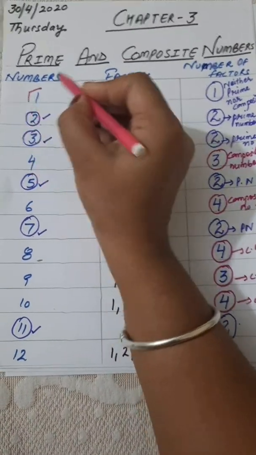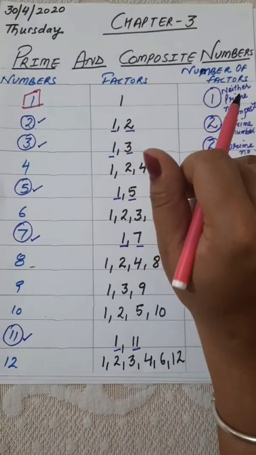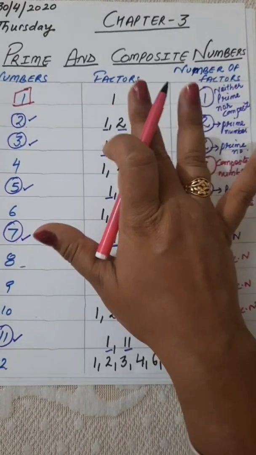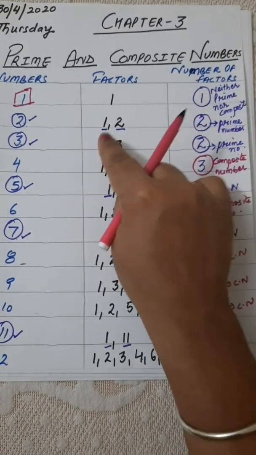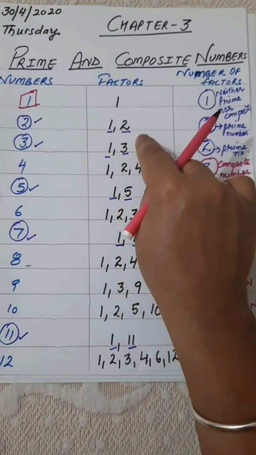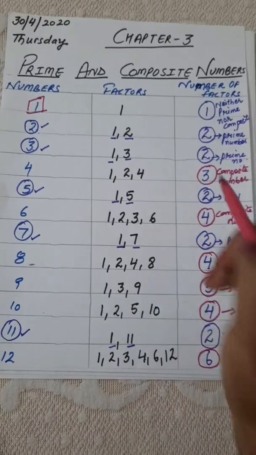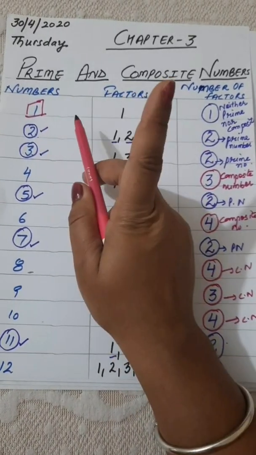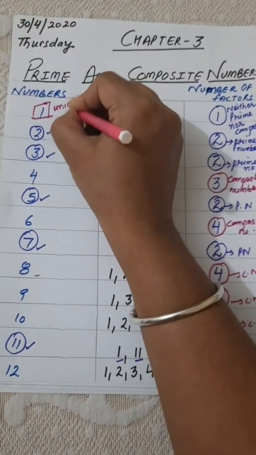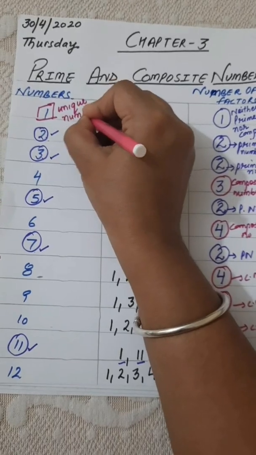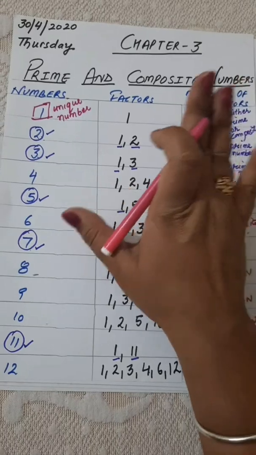So here 1 is neither prime nor composite. I think it will be clear to you now why I said 1 is neither prime nor composite, because in a prime number only 2 factors are there, 1 and the number itself, and in a composite number we have 3 or more than 3 factors, but 1 is the number in which only one factor is there. So 1 is neither prime nor composite. It is a unique number, because the number of factors of 1 is 1 itself.